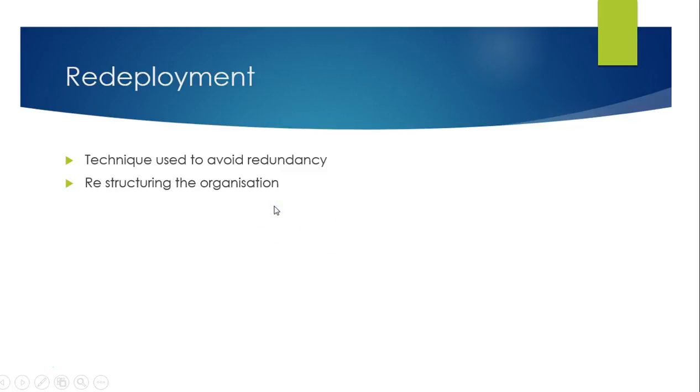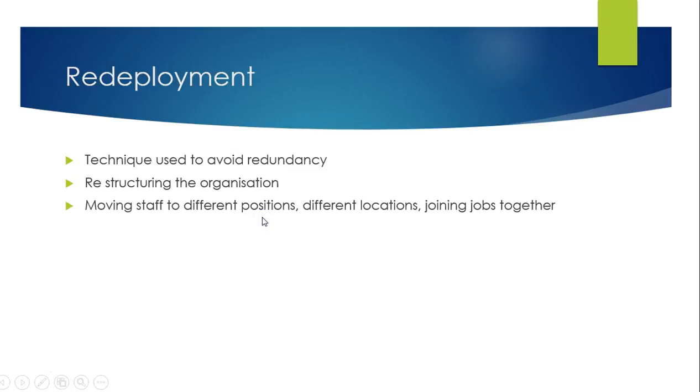So this is often known as restructuring, redesigning jobs, redesigning the structure of the organisation, maybe from a flat organisation to a tall one, maybe from a matrix, but in a way shuffling your resources around to make it a little bit more efficient and possibly to avoid the threat of redundancy. So often it involves moving staff to different positions, locations, joining jobs together.